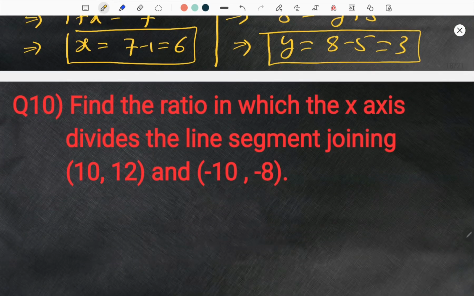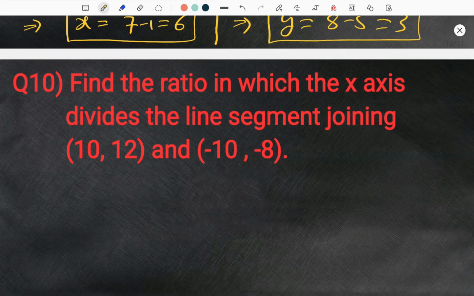Alright, then moving forward to this question. Find the ratio in which the x-axis divides the line segment joining 10, 12 and minus 10, minus 8. Alright, let us try to understand this question, what they are trying to say.